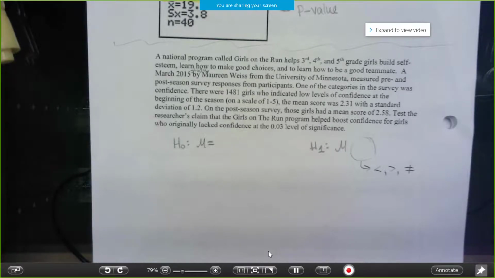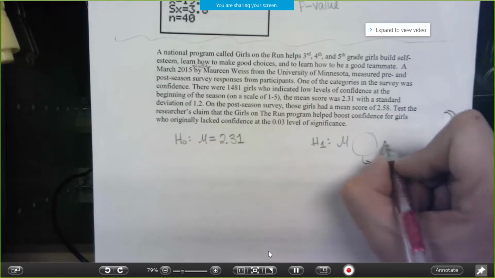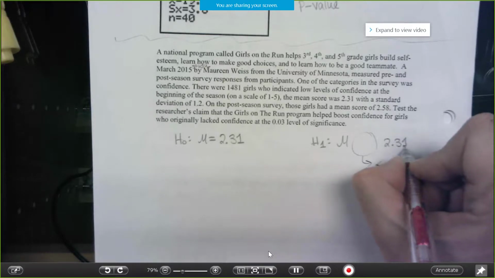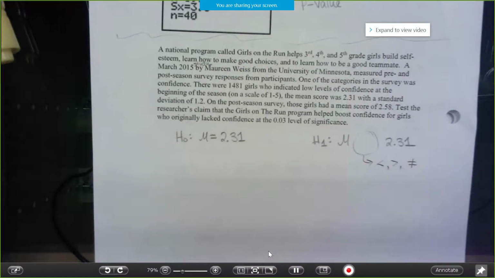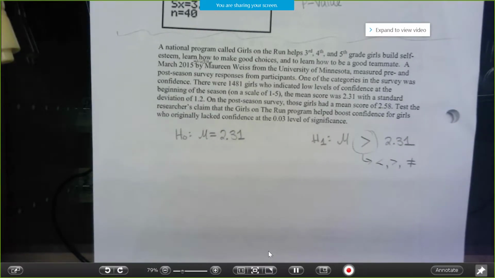$2.31, right? Because we're going to assume that the Girls on the Run program doesn't have anything to do with it, okay? So it should be the same after as it was before. So 2.31. So I know I need a 2.31 also in the alternative, and then what symbol should I put in between? Less than, greater than, not equal? Greater, because it says boost, so that would mean higher confidence level.